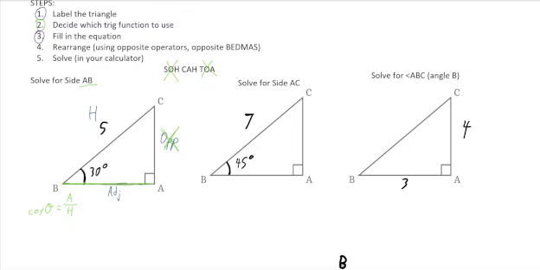Now let's fill in the equation. So this is going to be cos of 30, that's our angle, and I'll maybe leave that in brackets, okay? And then equals adjacent, which is our unknown, so I'm just going to leave it adjacent like this, over hypotenuse, which is 5. Then what we have to do is rearrange using opposite operators, opposite BEDMAS. So to solve for the unknown, our goal is to get our unknown on top and then by itself.